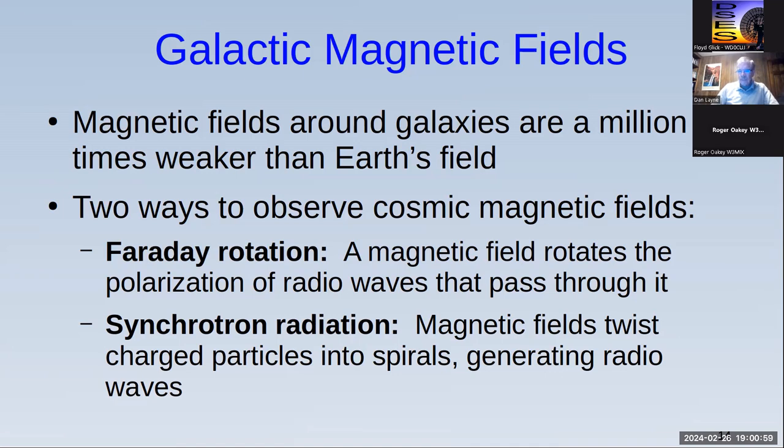And the second way is synchrotron radiation. Synchrotron radiation comes about from charged particles that go through a magnetic field. They get twisted into spirals, and the speeds do have relativistic effects. And so these rapidly spiraling charged particles in a magnetic field generate their own radio waves. So these radio waves are observable.